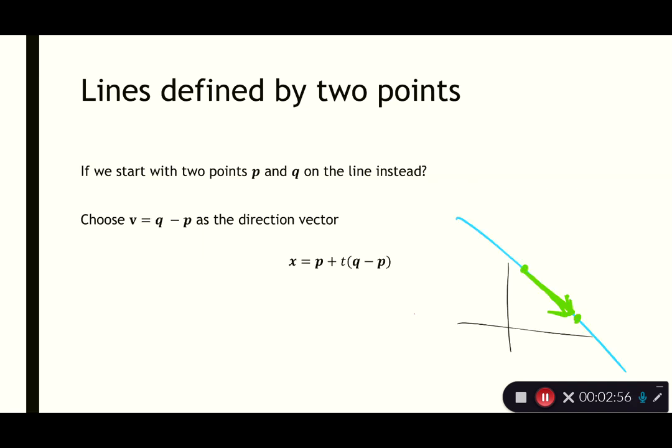For example, we can use this method to find the line defined by 2 points. If we instead have 2 points P and Q on the line, where say P is this point here and Q is that point over there, we need usually a point and a direction vector. To get a direction vector, we subtract them. We take Q minus P and then we plug that into our formula for the line that we had from before.